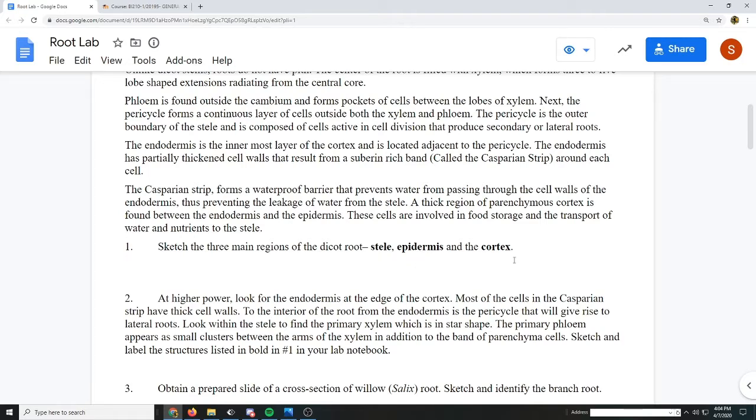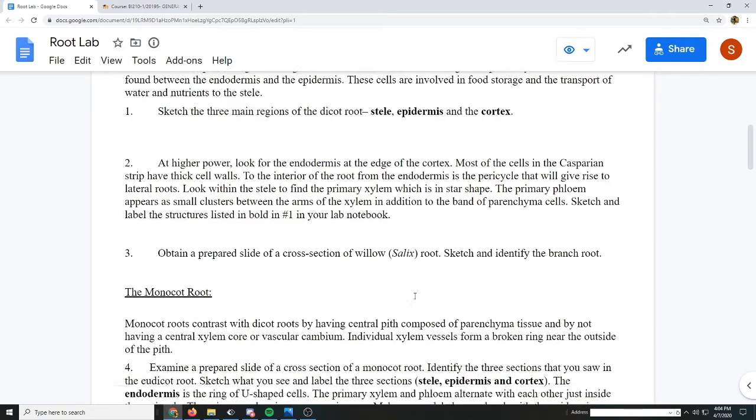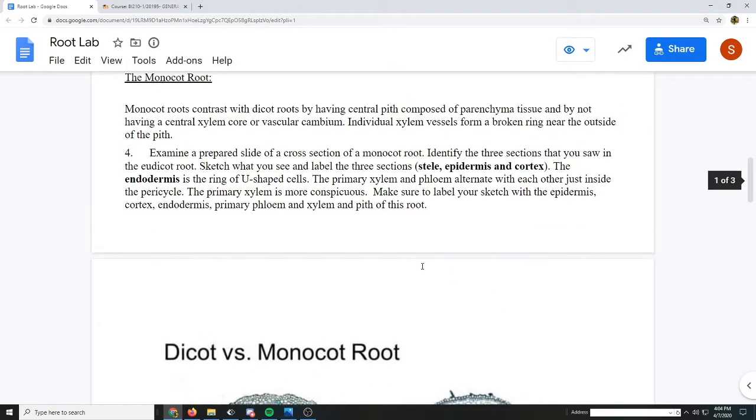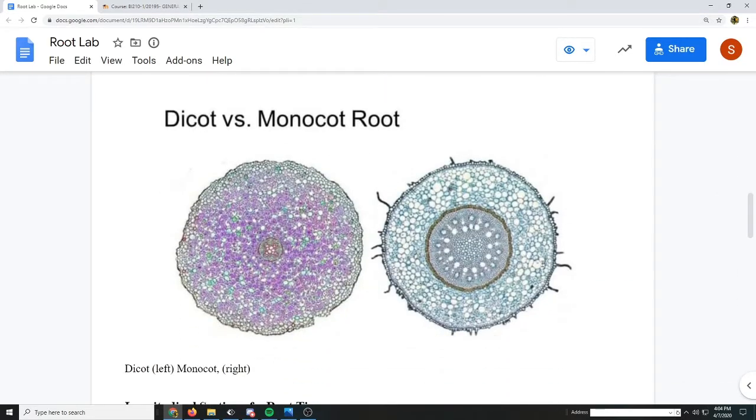So stele, epidermis, and cortex, that's kind of general for both types of roots. We're going to be looking at monocot versus eudicot root. Don't worry about the willow branch root right now. The monocot root is the one on the right. Dicot root is over here. I'm really talking about a eudicot; when I say dicot, it's just easier to say.